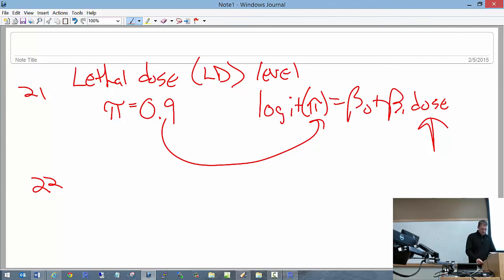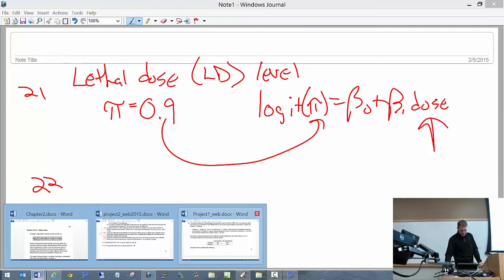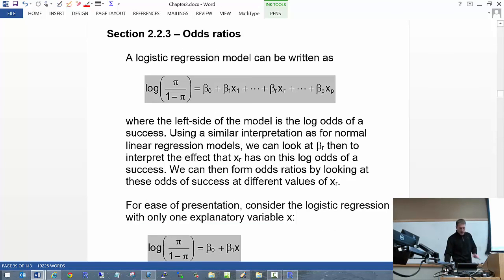Okay. So let's get back in the notes. We were on page 242. Okay.